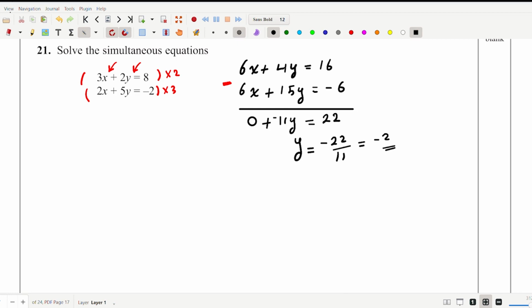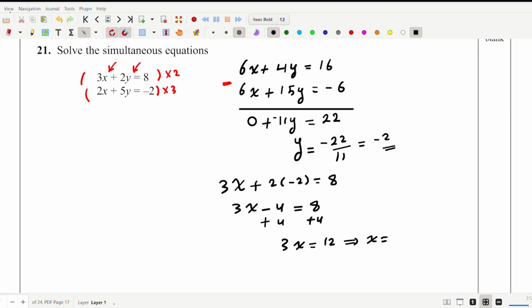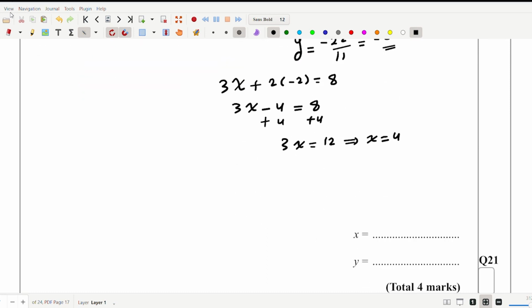To find x, substitute y in one of these two equations. So 3x plus 2 times minus 2 equals 8. Now 3x minus 4 equals 8, plus 4 to both sides. You will get 3x equals 12. That means x equals 4. So x is 4, y is minus 2.